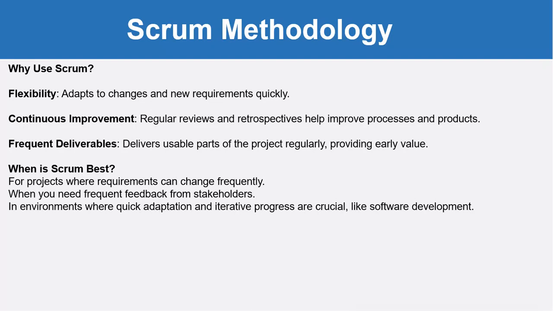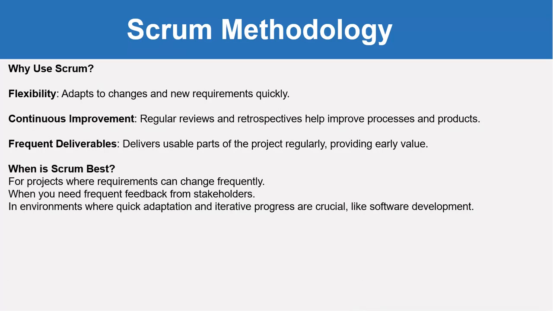Here is the question: why do we use Scrum? Friend, Scrum is very flexible, it adapts to changes and new requirements quickly, and it is not rigid as compared to the waterfall approach. Then regular reviews and retrospectives help improve processes and products. So whatever problems or issues are there, we try to improve them. We try to discontinue the negative things.